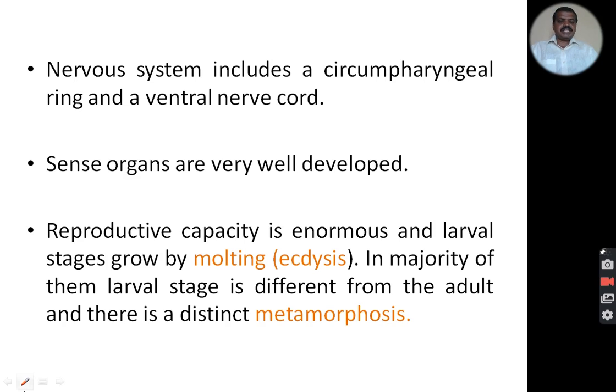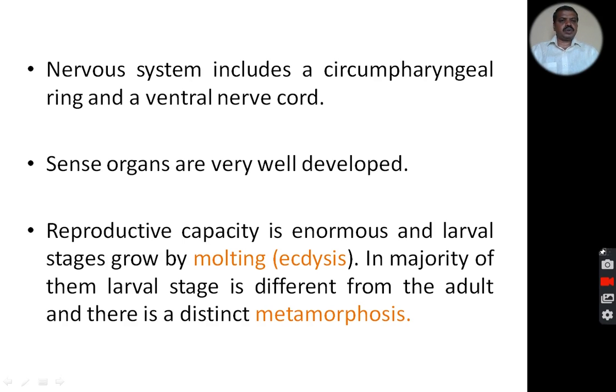As far as the reproductive system is concerned, the reproductive capacity is enormous, and larval stages grow by molting. The indirect mode of development can be seen, where the larval stage is usually present, and they undergo a process called ecdysis. Ecdysis is the periodical shedding of the outer exoskeleton, in order to obtain the growth and development of the body and achieve the body size of that particular animal.